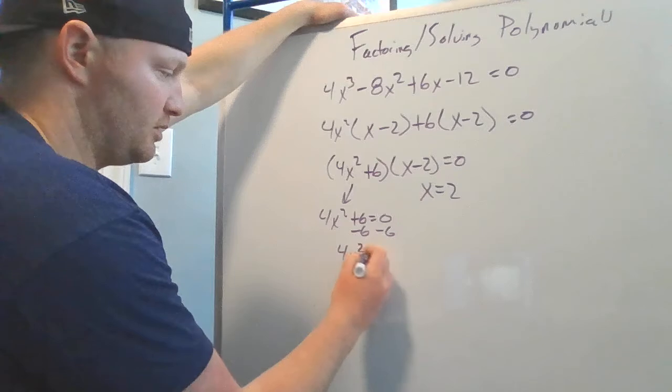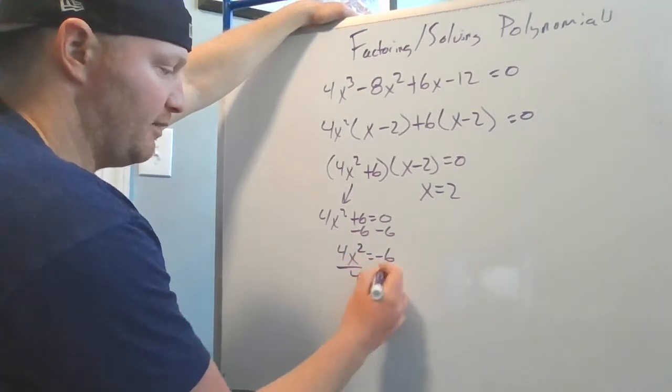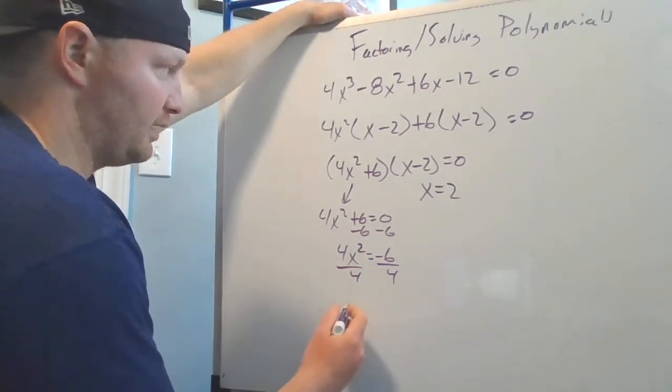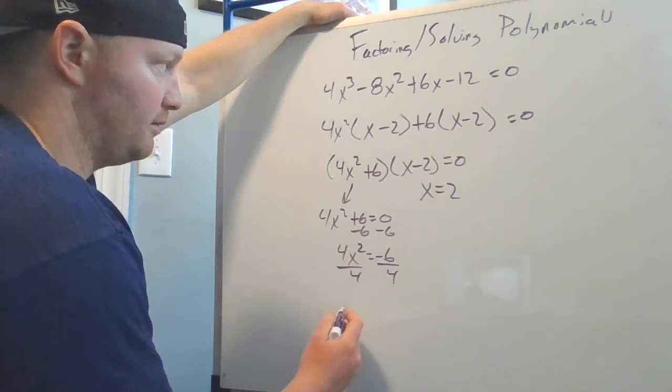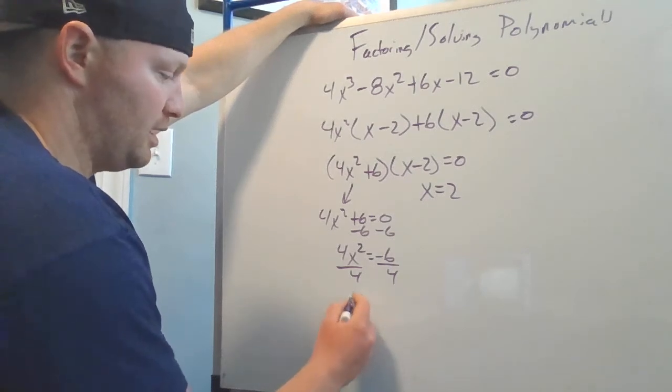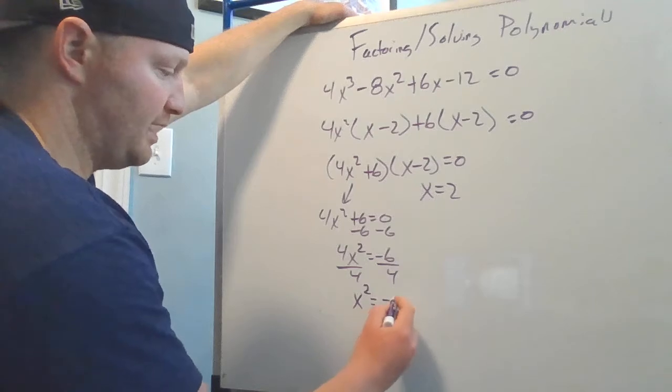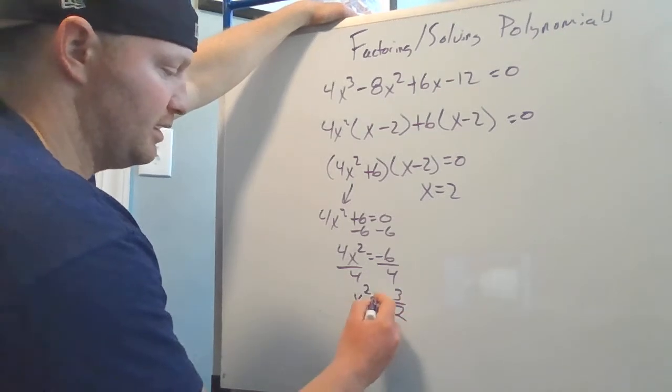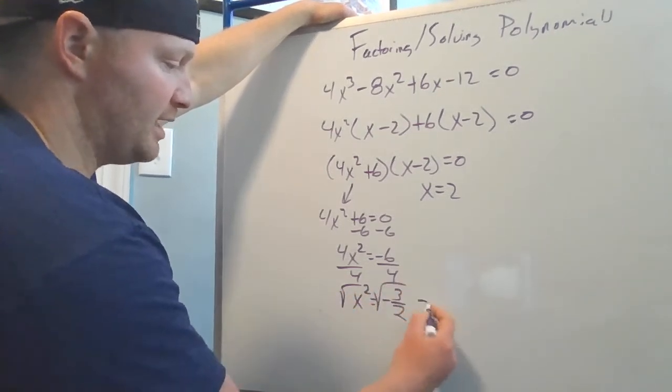4x squared equals negative 6 divided by 4. So x squared equals negative 3 halves. And then I would square root both sides.